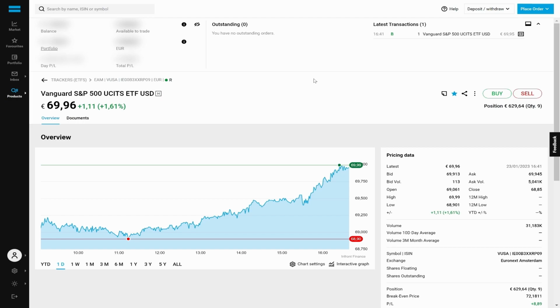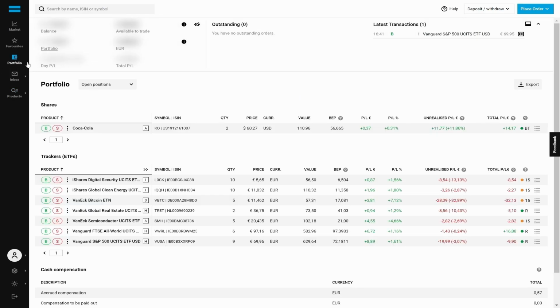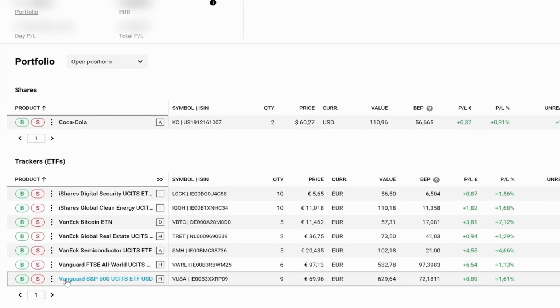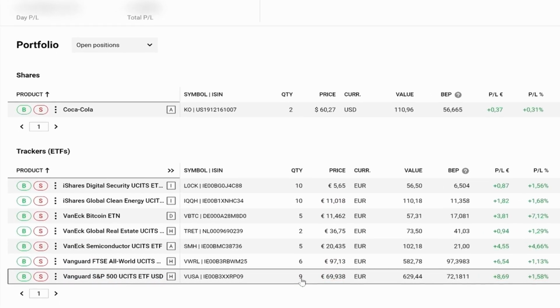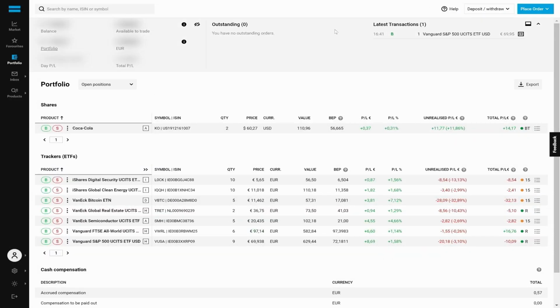By the way, if you don't know how to deposit money into your account, then please watch one of our previous videos in which we explain to you in just a couple of steps how to deposit the money into your account. And as you can now see, we own 9 shares. So if you go back to the trackers, the portfolio overview, you will see that now we own 9 shares of S&P 500, which is exactly what we want, guys.